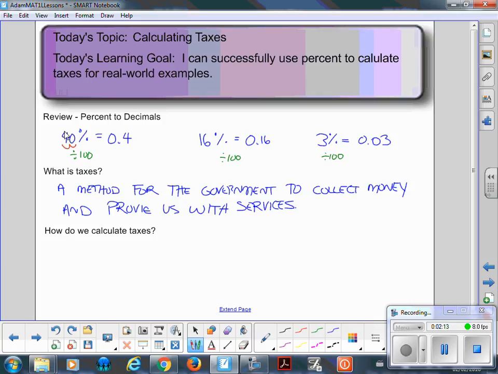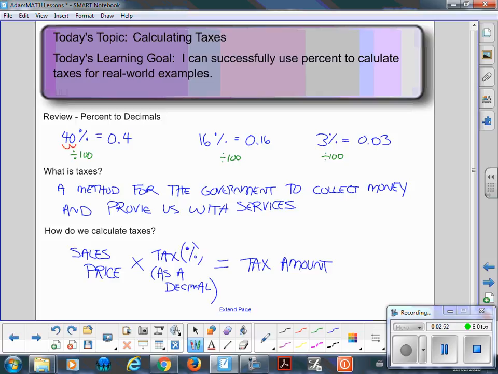Okay? How do we calculate taxes? So if you go and buy something, it's your sales price multiplied by tax, and that's as a decimal. So it has to be as a decimal. And that will give us the tax amount. All right, so you don't have to write that formula out 100 times. It's just there as a quick reference for you. So I guess here I'm going to put tax as a percent. Okay, so we want to write it as a decimal. I have a couple of examples to go through, and you'll see that it's not that bad.